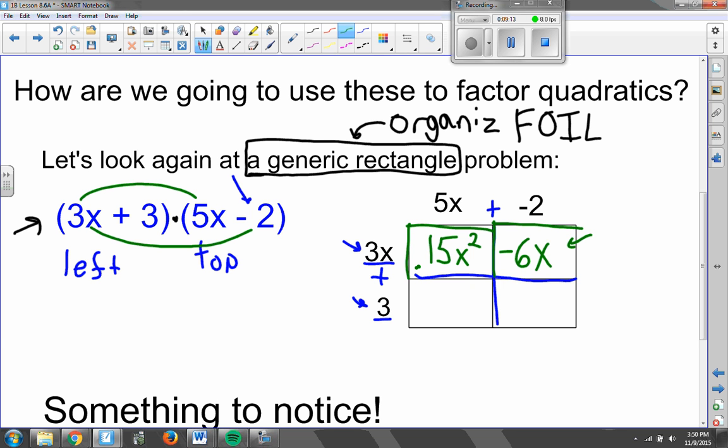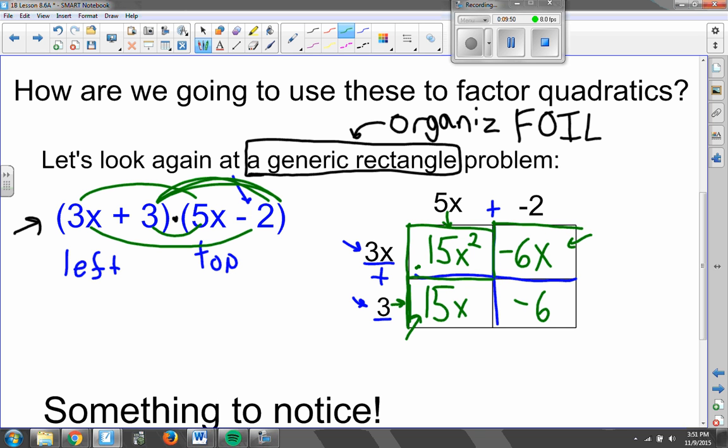Then I'm going to do the inside, which I know is 3 times 5x, 3, which is here, times 5x, which is there. Now I'm down here in the bottom left box. 3 times 5x is 15x. And finally, I have 3 times negative 2 as my last from over here, which I will do last over here and put in the final box, negative 6.